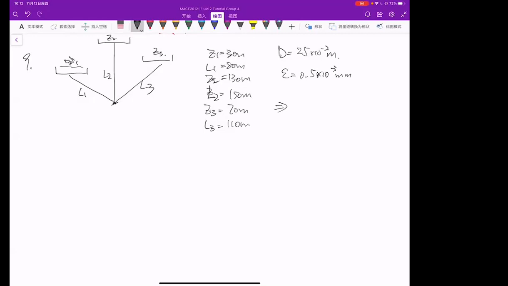So it asks about the flow rate: flow rate one, flow rate two, flow rate three. Also, rho is 998 and mu is 0.01. So how to do this?